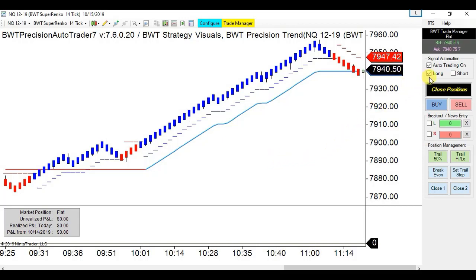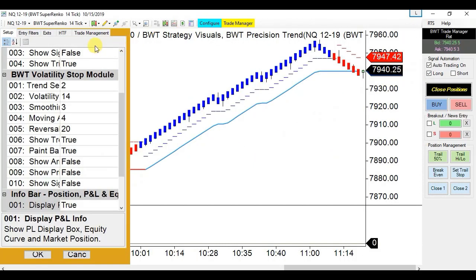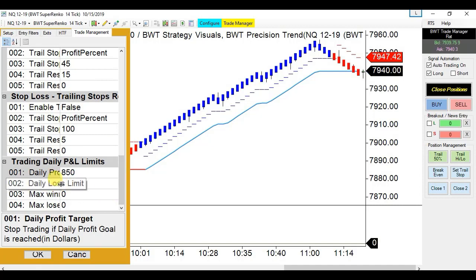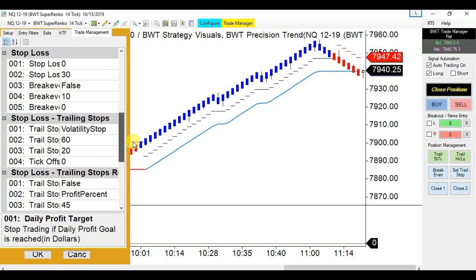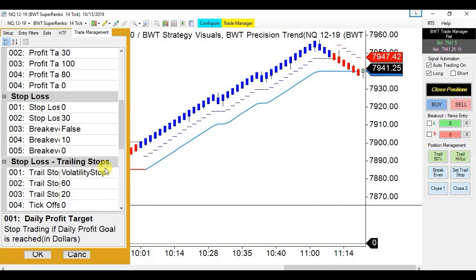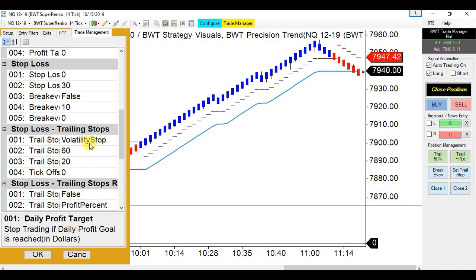So for now, I am on longs, and this template, I changed it a bit for today. I'm going to keep the loss at 500, but I bumped up the profit to 850. And that is on two contracts, 30 and 100 ticks. Do I have any? Yes, I do have a trail stop, which is the volatility stop after 60 ticks.